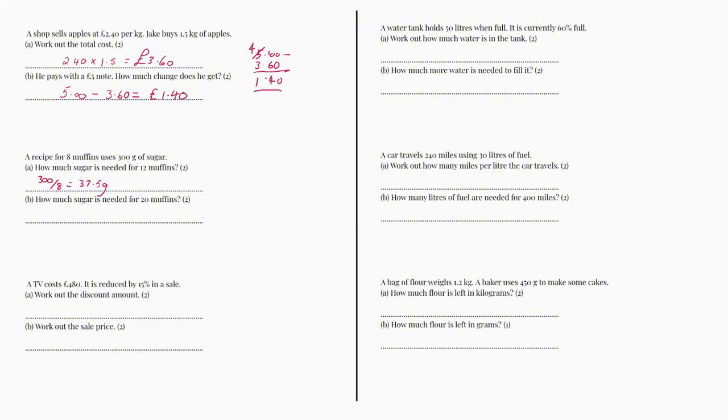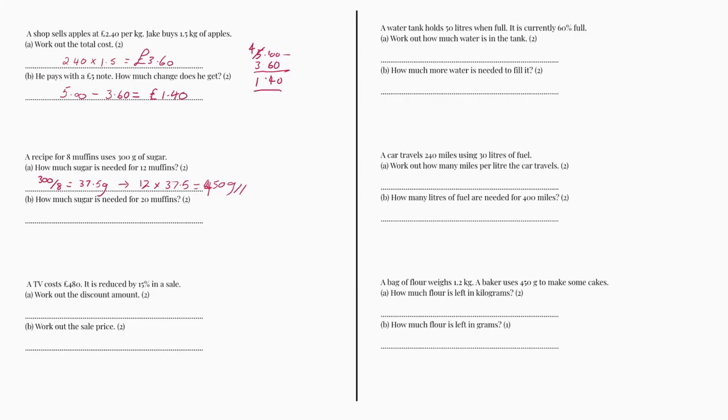So we need 12 muffins. So all we do is we're going to go 12 times 37.5, which equals 450 grams. That's your answer, 450 grams. So that in itself is another easy question.